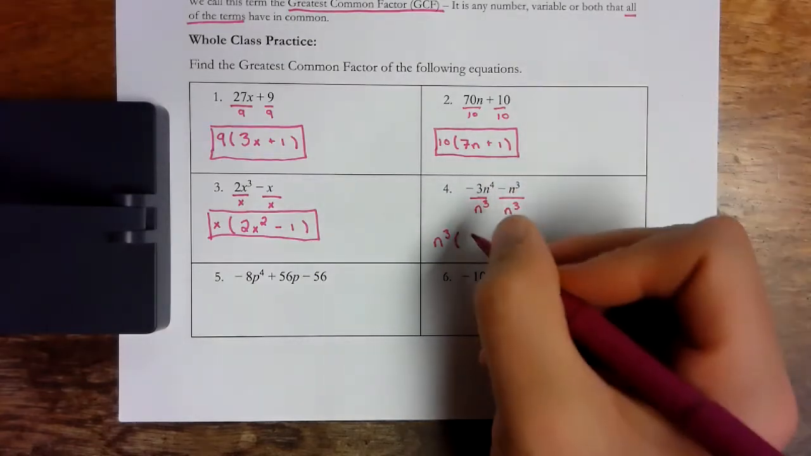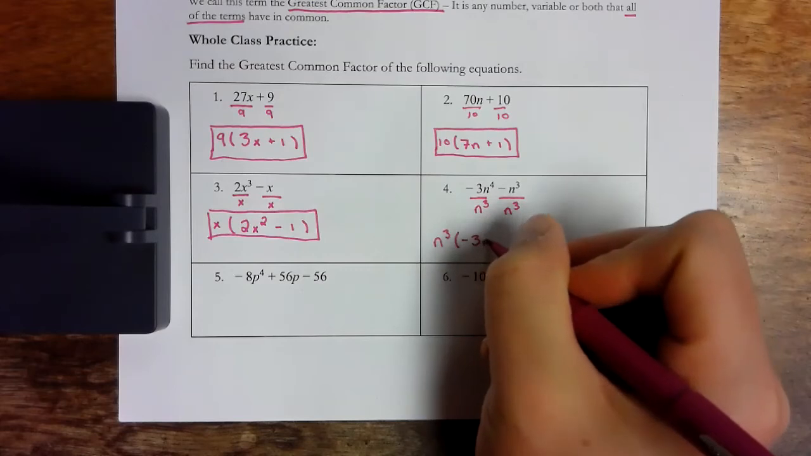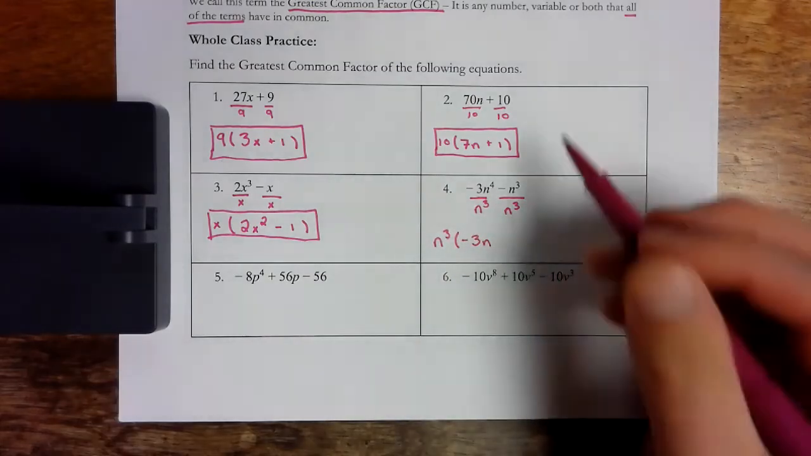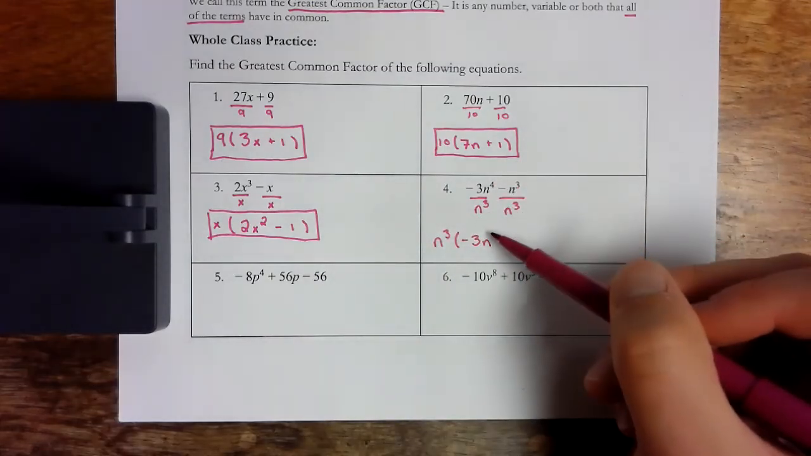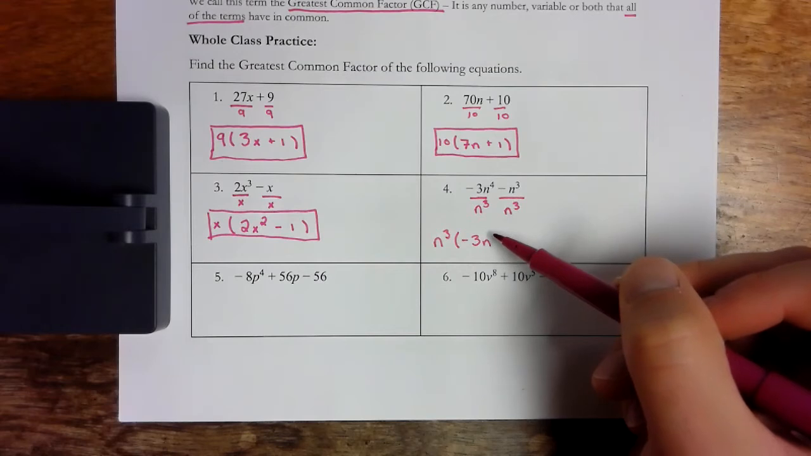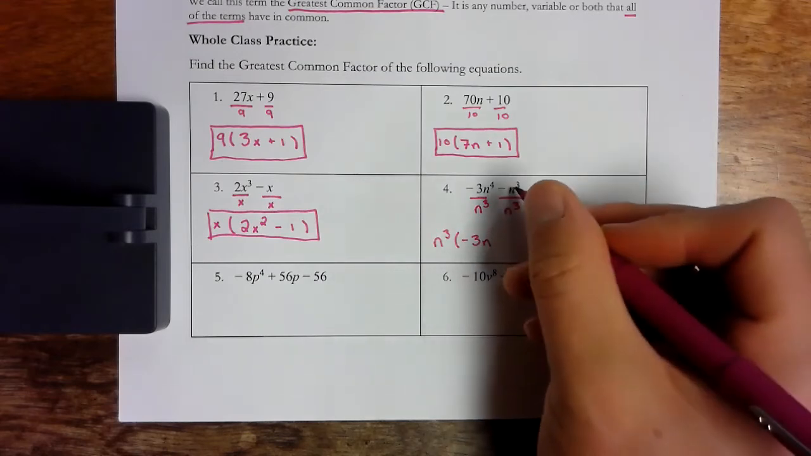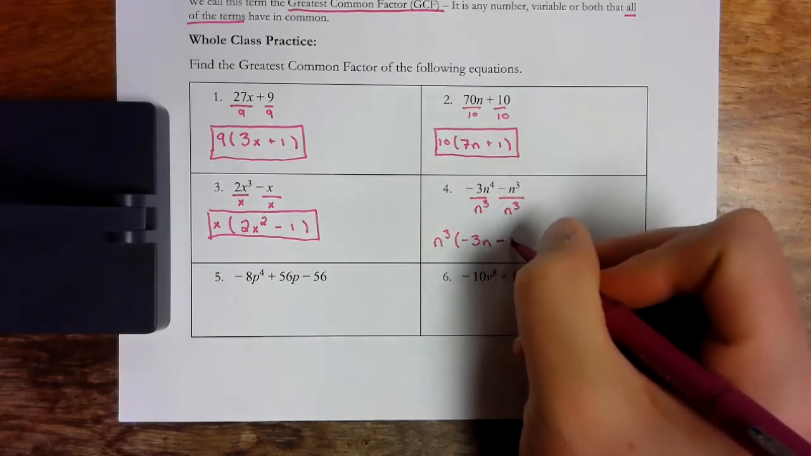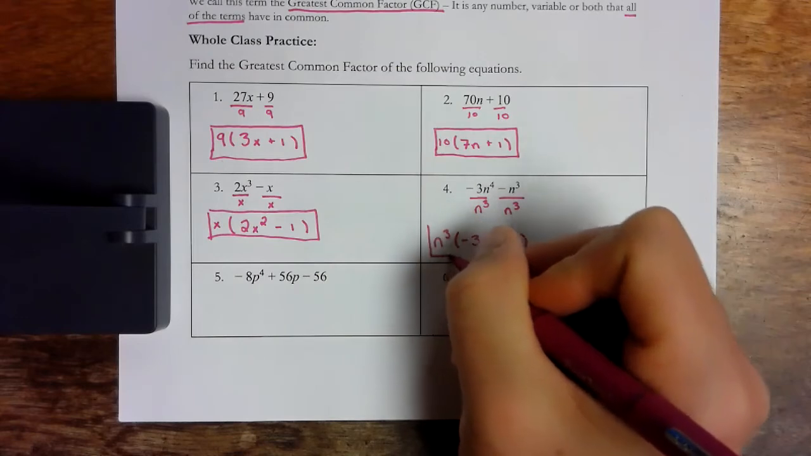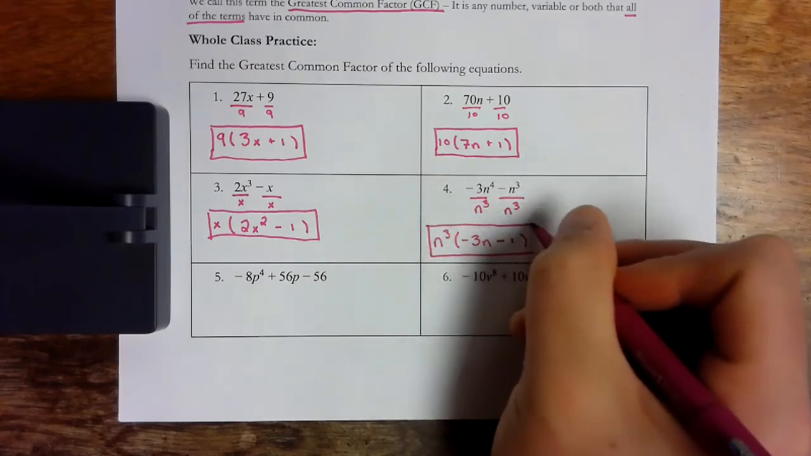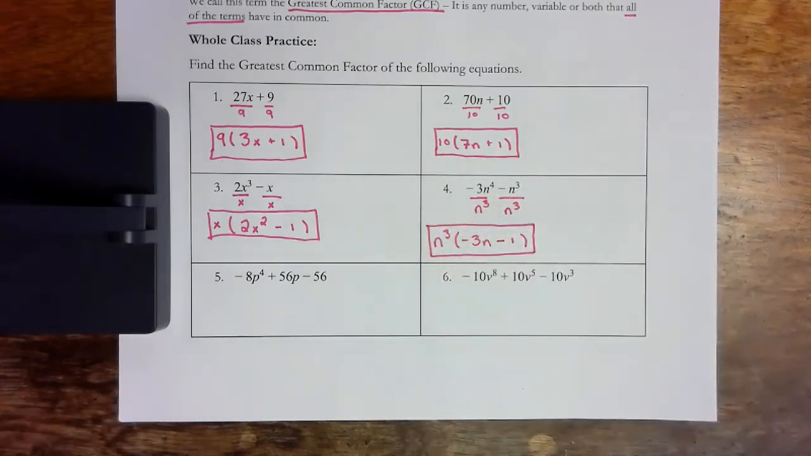So negative 3n to the 4th divided by n cubed is negative 3n. Again, remember, we're subtracting the exponents. 4 minus 3 is n to the power of 1, and we don't typically write to the power of 1. And n cubed divided by n cubed, well, anything divided by itself is just 1. We're all done.